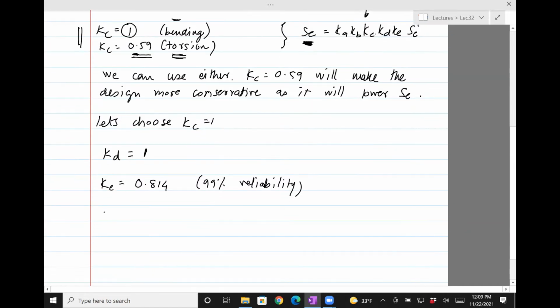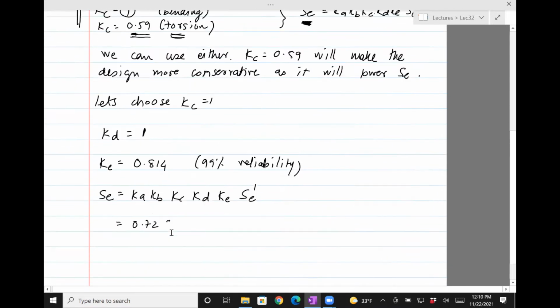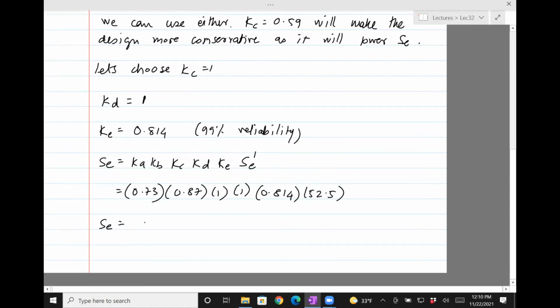Okay, so we have everything we need. We just write Se as Ka, Kb, Kc, Kd, Ke, Se prime. So Ka is 0.729, or rather rounded up, 0.73. Kb is 0.87, Kc is 1, Kd is 1, Ke is 0.814. Se prime is 0.5 times SUT, which we computed as 52.5. And so Se, finally, we get it as 27.1 kpsi.